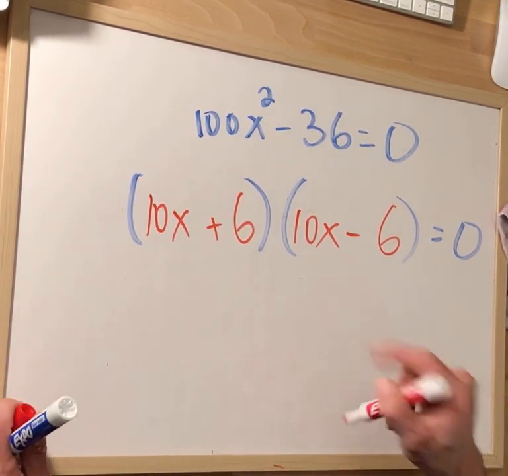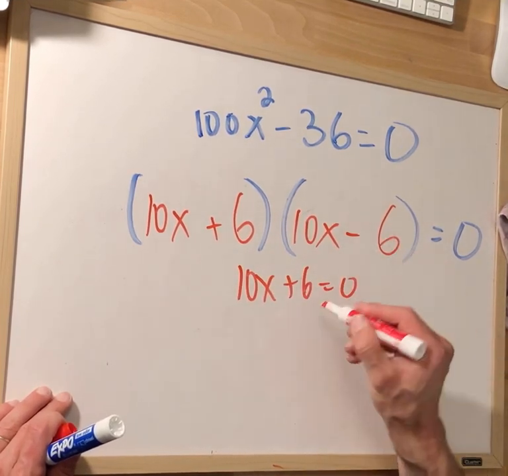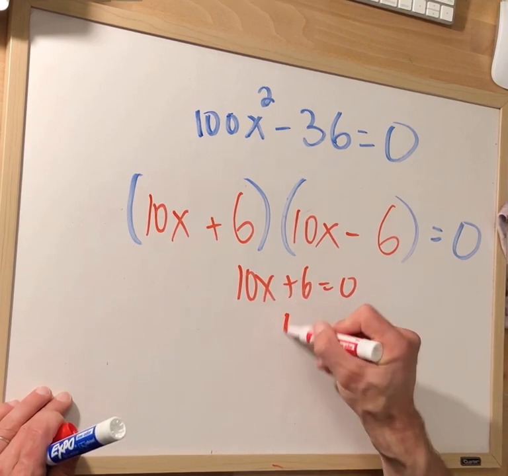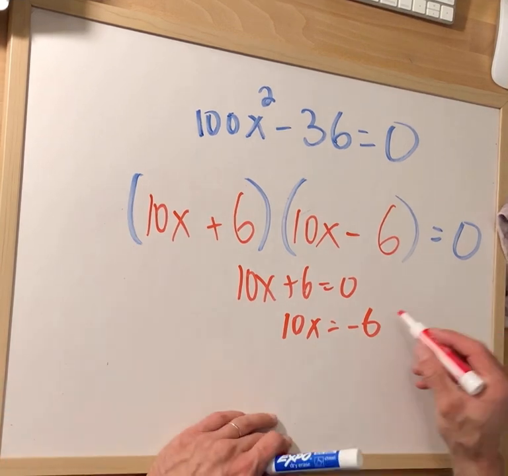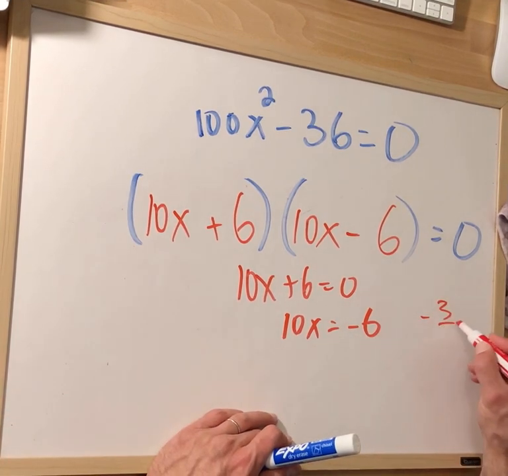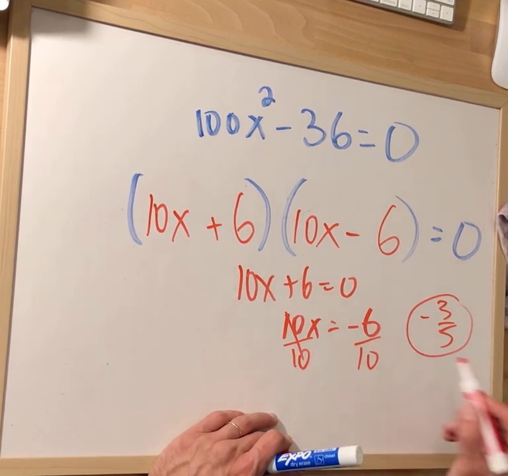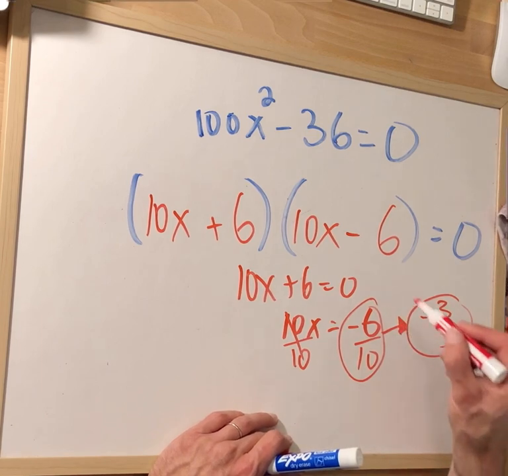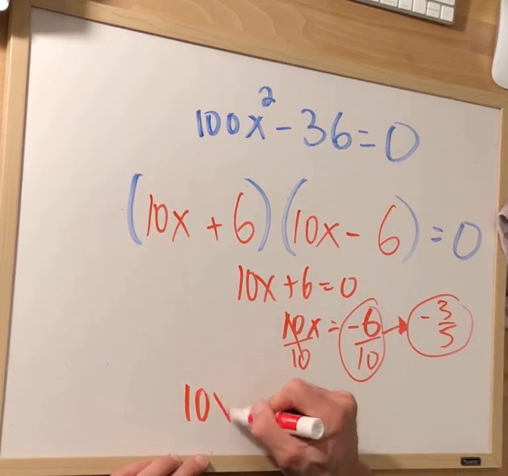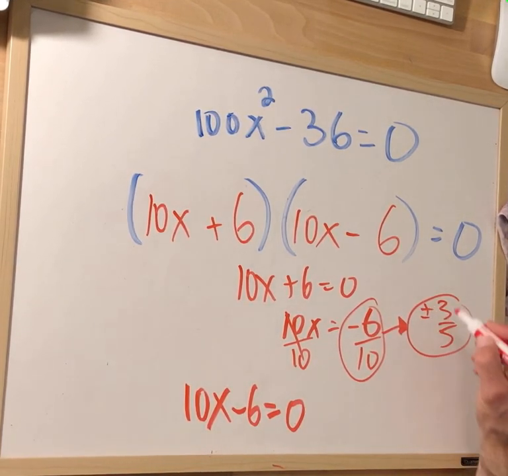Anyways, I set this 10x plus 6 equal to 0. So I'd subtract 6 to get 10x equals negative 6. If I move this 6 over, divide everything by 10, and then reduce, I get negative 3/5 as an answer. I'm just doing this fast. This is just basic isolating the variable. And then if I set this, 10x minus 6 equals 0, and solve, I would add to both sides, so I get a positive 3/5 as an answer.